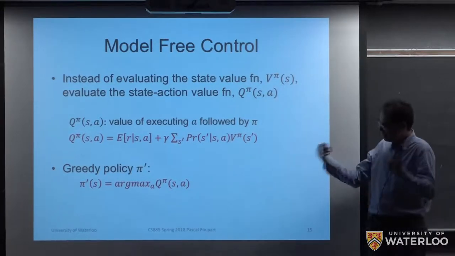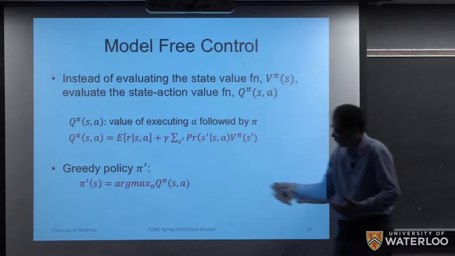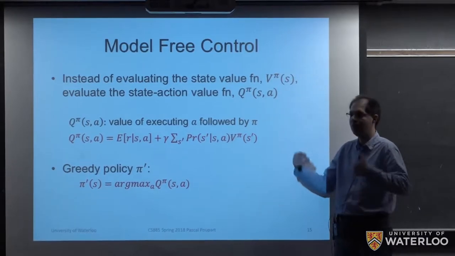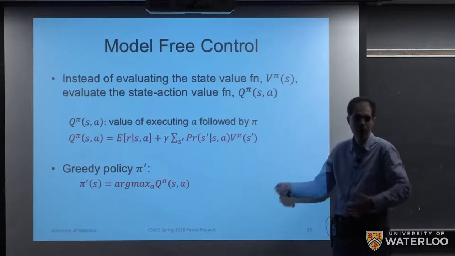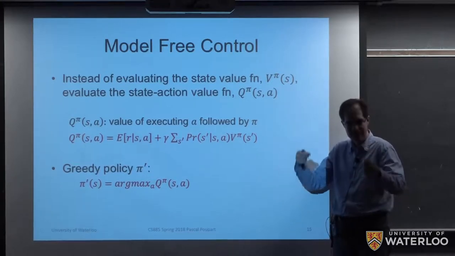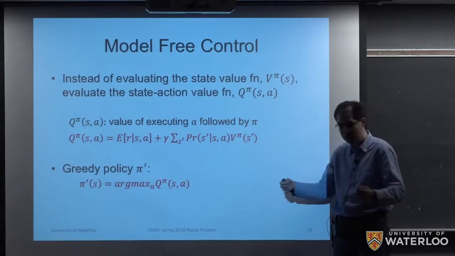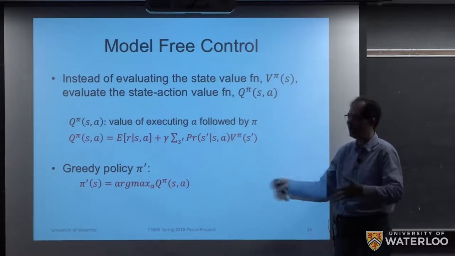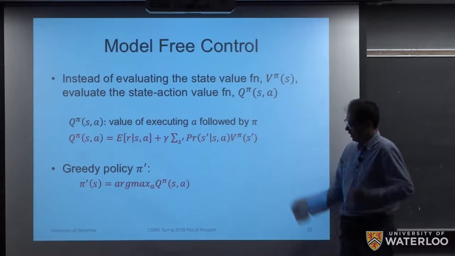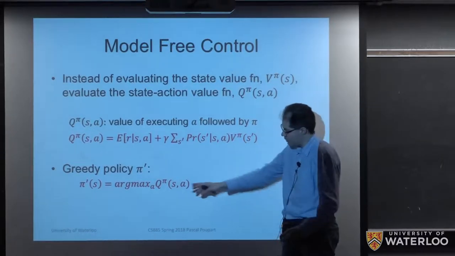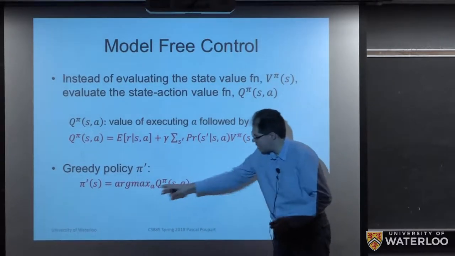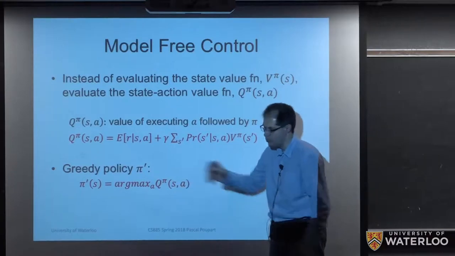OK, so this new type of function, the Q function, is going to be very useful for policy improvement, because it tells us the value of starting in some state, executing different possible actions, and then following the policy pi afterwards. And so if we want to improve pi, then perhaps we can just change that first action and consider the action here that would give us the highest Q value.